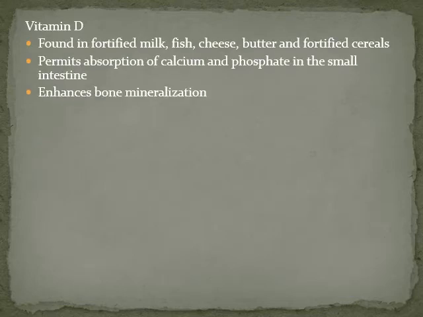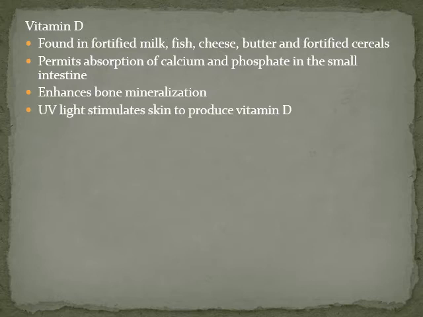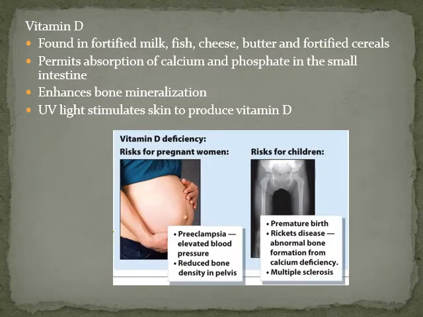So on the other hand, vitamin D, again, you can find vitamin D in lots of things that sort of have a lot of calcium we think of as well. So fortified milk, fish, cheese, butter, cereals, and it permits the absorption of calcium and phosphate in the small intestine. So it is really important. It also enhances bone mineralization. So it's sort of similar. You kind of hear it hand in hand a lot of times with calcium. But the UV light stimulates the skin to produce vitamin D. And again, we want to make sure that we have enough vitamin D, especially if you're a pregnant woman.